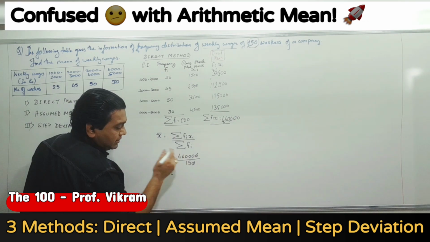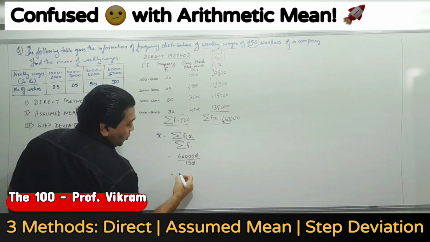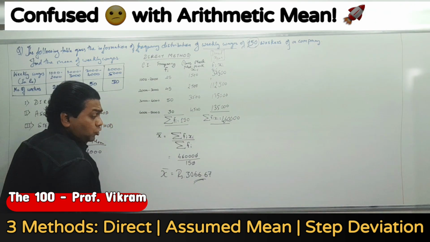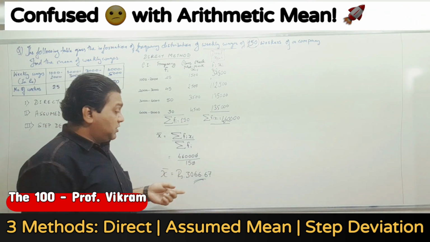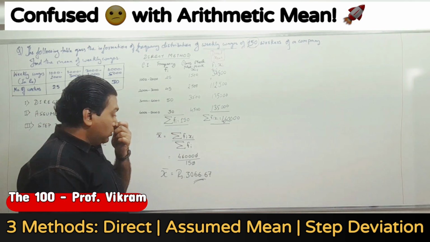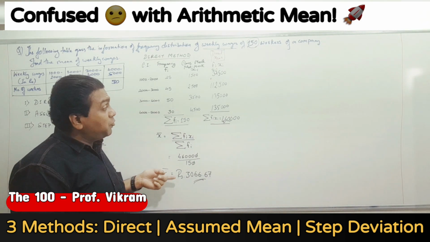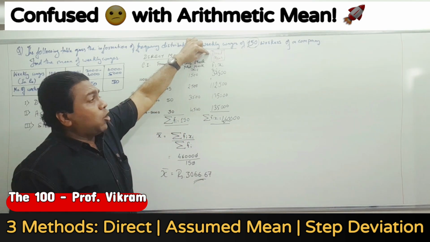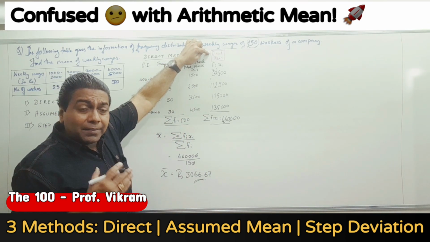When you cancel this and do the calculation, you will get rupees 3,066.67. You round it off. So here also again you will have to do this division, which is a bigger calculation, right? So again that's time consuming. Here you consume time in finding out FiXi. That's the column that comes in direct mean method.